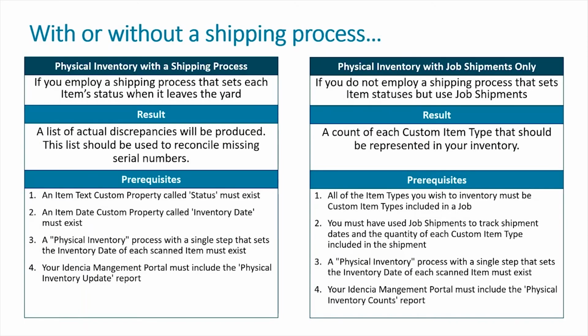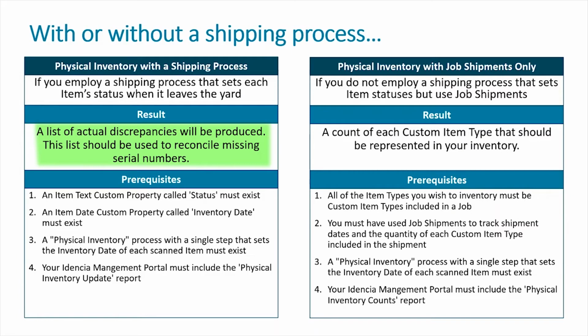The type of physical inventory process you can do will depend on whether or not you use a shipping process and set statuses for your inventory items in the Identia database. If you employ a shipping process that sets each item's status when it leaves your yard, usually to shipped or delivered or something like that, in this example we'll be using the status of shipped to denote an item that has left the yard and been delivered.